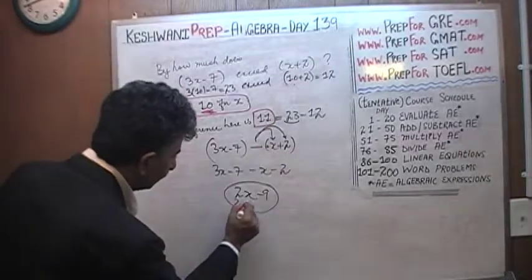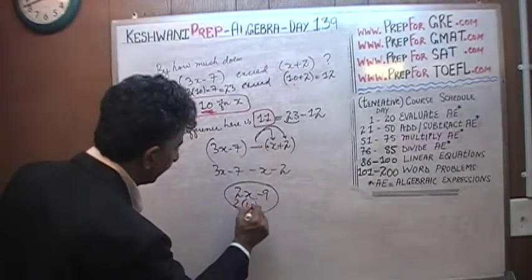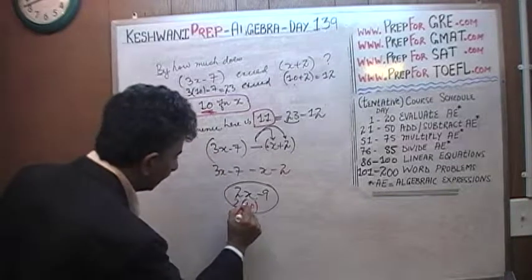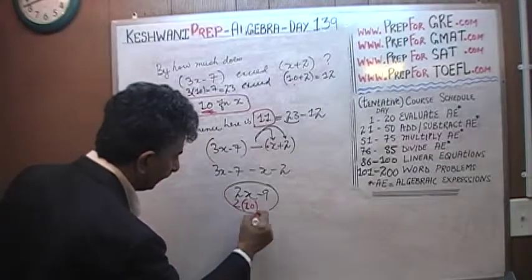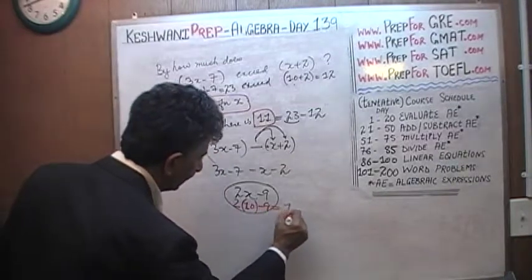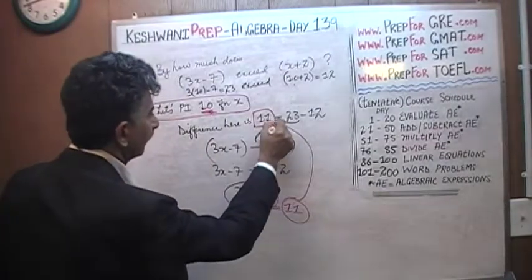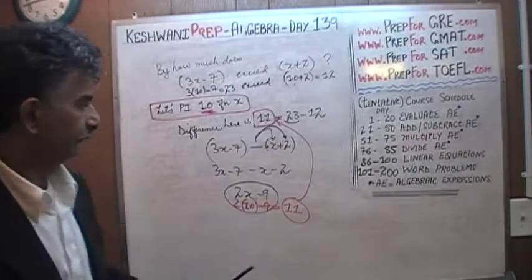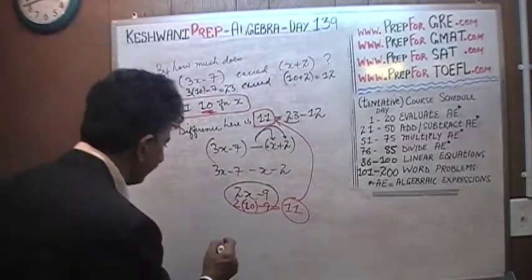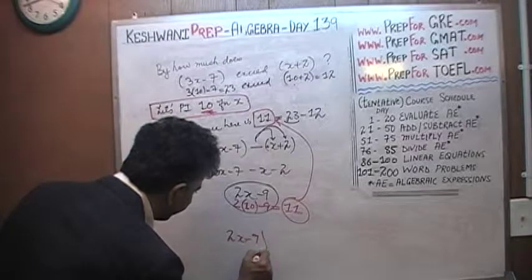Let's see. 2 times x, which is 10. 2 times 10, which is 20, minus 9. And what do you know? 20 minus 9 is 11. It does give us the same answer. You see? So this is the answer. The answer is 2x minus 9.